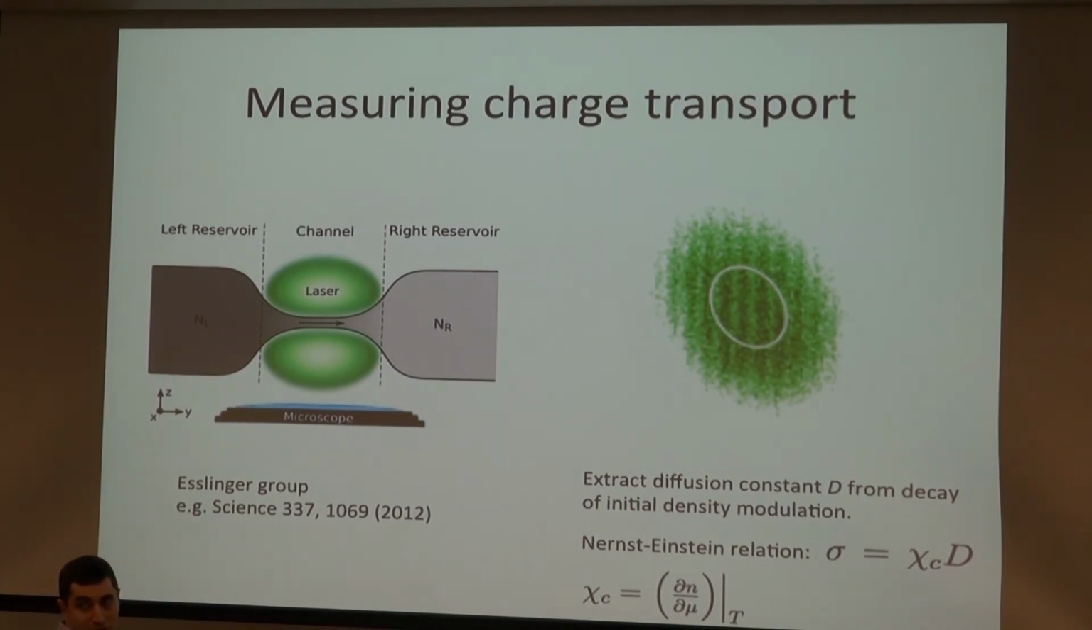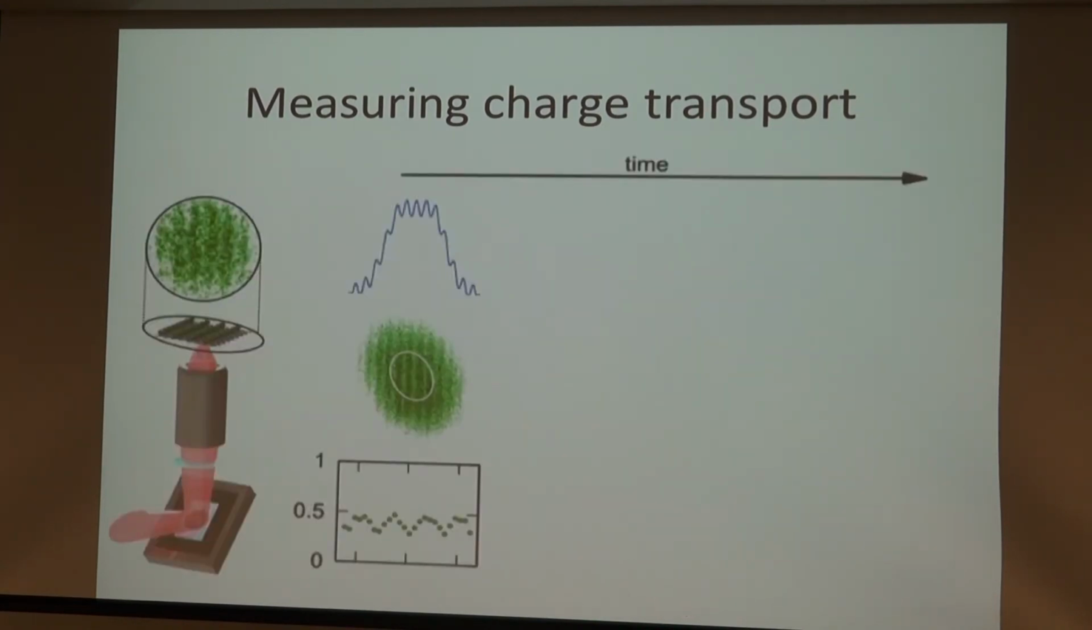This charge susceptibility is something people have known how to measure for a long time in cold atoms. You put a gas in a harmonic trap and look at how the density varies with position. You take the derivative and you get the compressibility. But the diffusion constant is the harder part, so that's what we wanted to measure.